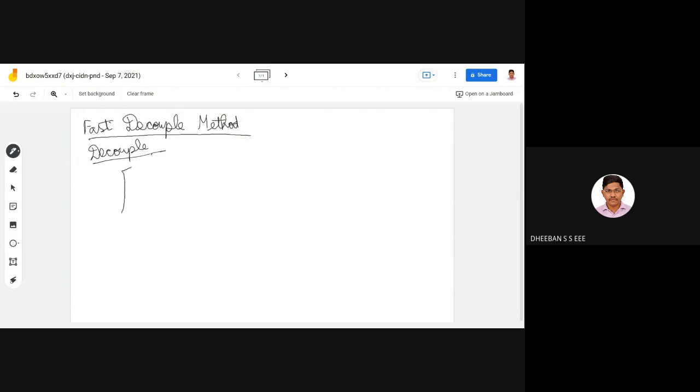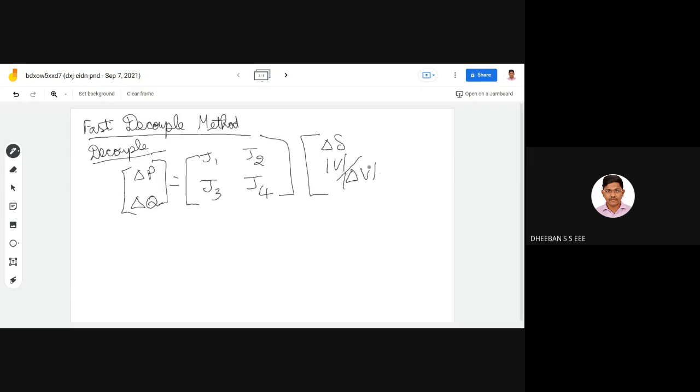del P, del Q equal to the matrix J1, J2, J3, followed by J4, multiplied by del delta, followed by, if it is a PV bus, del V. This represents the change in voltage magnitude, so you will be getting your voltage magnitude only.